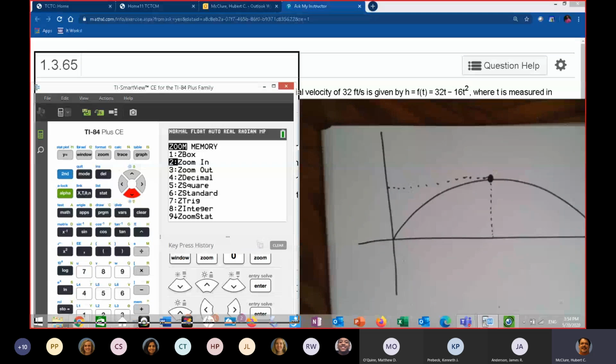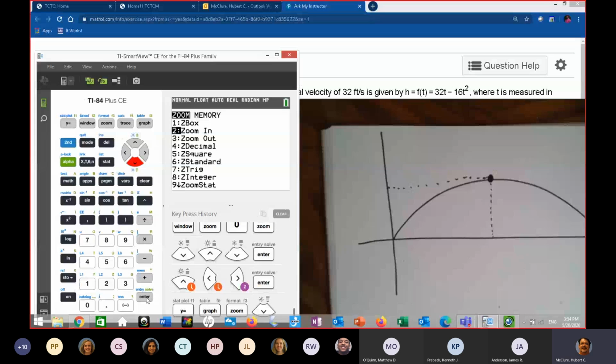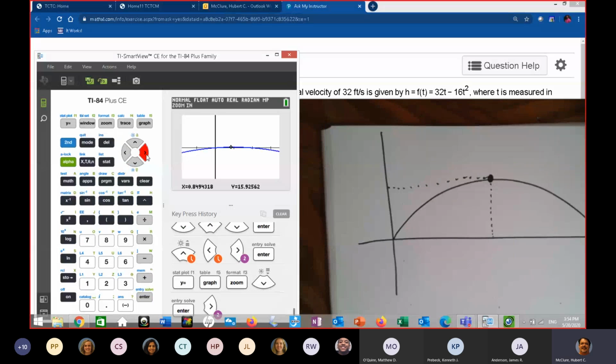Enter. And I'm just going to go right in here. Enter. Well, anyway, there it is.